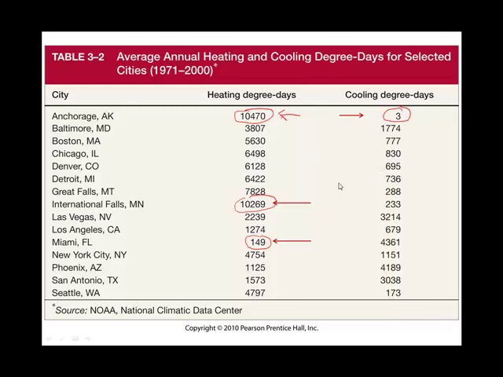And we can compare that to, yeah, I guess we do have the highest down here. Florida was the lowest in heating degree days, and it is on this list the highest in cooling degree days. So notice, not so surprising, they run their air conditioner more throughout the year.